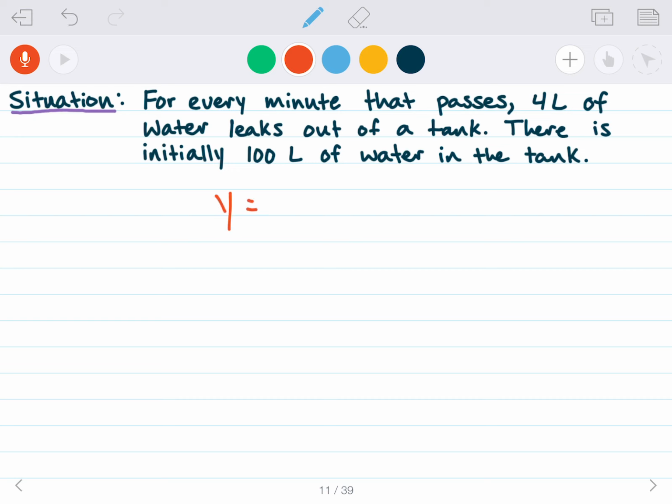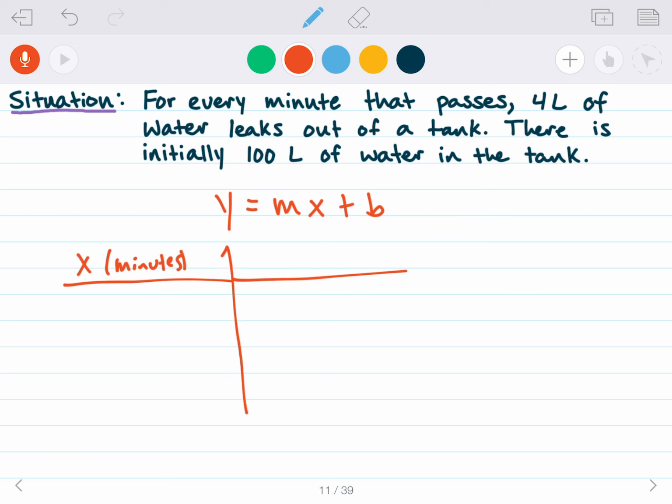What are we trying to do? We're trying to figure out what M and B are in this example. All right, so remember what our table looked like. We had X, and our X was time in minutes. That was our unit here. And our Y, our output value, was how much water is in the tank, and that was in liters. So at minute 0, we initially had 100 liters. So that's our B. So we already know what B is. B is 100. That's my starting amount.